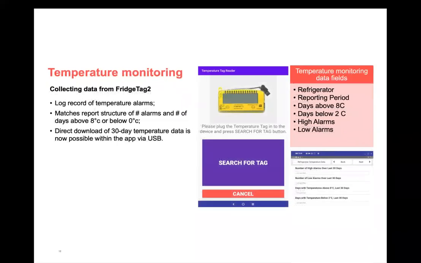Next one is, again, temperature monitoring within the application itself. Because we're associated to each refrigerator and each facility, we can collect basic temperature data in terms of the number of alarms, days above and below 8 degrees or 0 degrees. And there's also the ability to download directly from a Fridge-tag 2 and store the daily temperature data with the application, again tied to each refrigerator and facility for interrogation and extraction, as well as some dashboard alarms and things like that too.